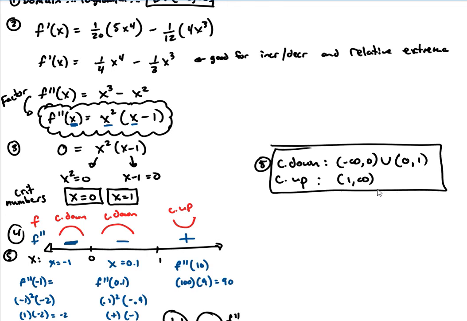Okay, so there's our concavities. And then now we need the inflection points. So on this one, there is just going to be a single point. So it's where the change in concavity occurs. And well, it's concave down to concave down, so there's no change in concavity.